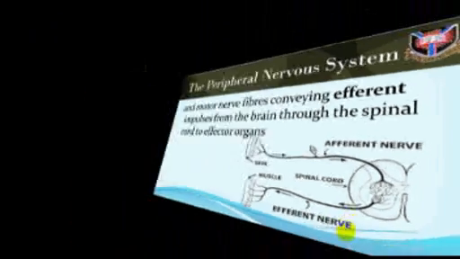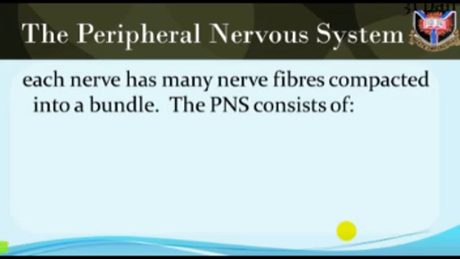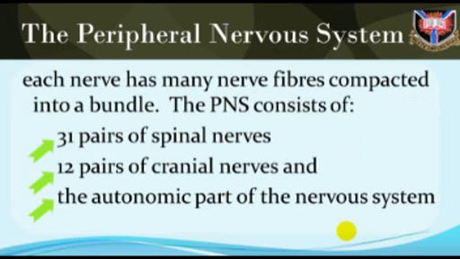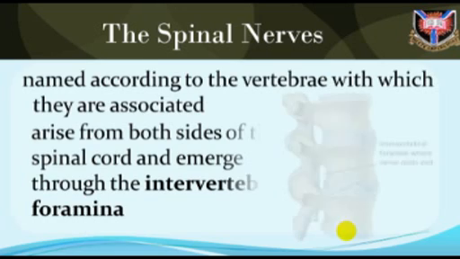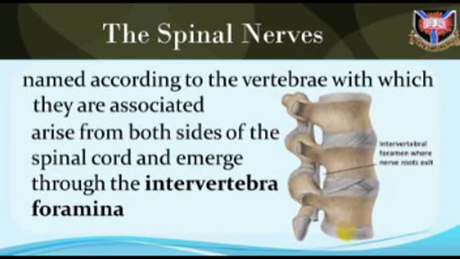Each nerve has many nerve fibers compacted into a bundle. The PNS consists of 31 pairs of spinal nerves, 12 pairs of cranial nerves, and the autonomic part of the nervous system. The spinal nerves are named according to the vertebrae with which they are associated.